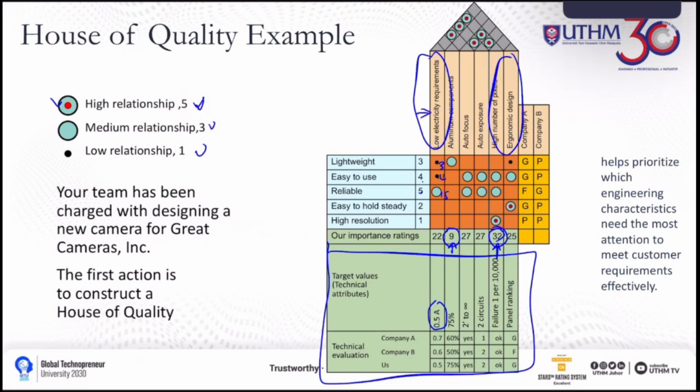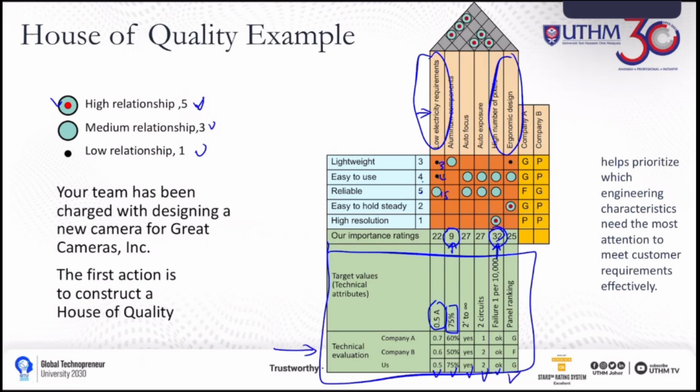So standard one is they need to have 0.5 ampere to make sure it have a low electricity requirements. And then, for example, aluminum component, they must have the target, which is 75%. So under the evaluation at the end, so when you already design your product, so you can see that you achieve the target here. Did you achieve the target? Yes. Did you achieve the target? Yes. Yes and yes. So all tick.